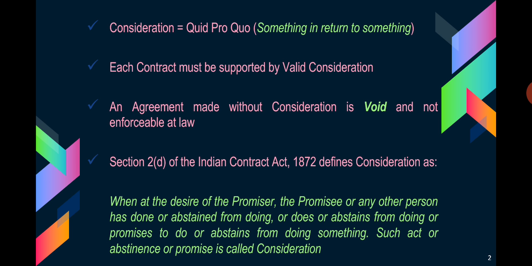if the other party breaches the contract. Now, the Indian Contract Act has defined the word consideration under Section 2, Clause D, wherein it says that when, at the desire of the promisor, the promisee or any other person has done or abstained from doing, or does or abstains from doing, or promises to do or abstain from doing something, such act or abstinence is called consideration for the promise.